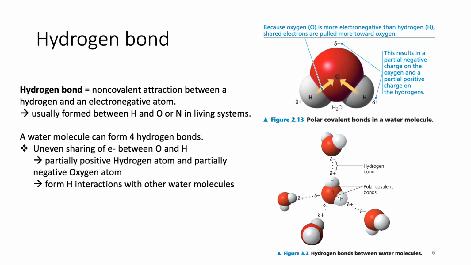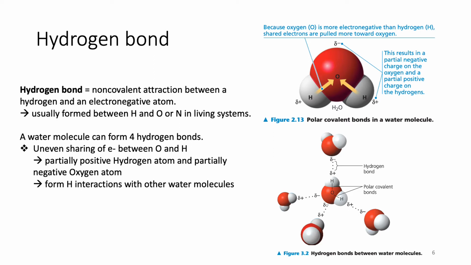Weaker than ionic bonds are hydrogen bonds, which are the non-covalent attraction between a hydrogen and an electronegative atom, usually oxygen or nitrogen in living systems. For example, water contains an oxygen atom and 2 hydrogen atoms. Oxygen is one of the most electronegative of all of the elements, attracting shared electrons much more strongly than hydrogen does.